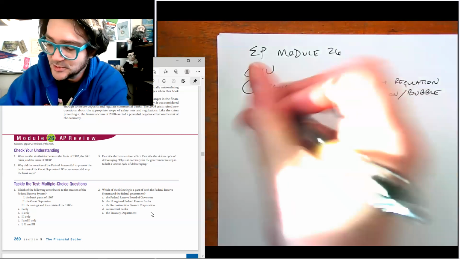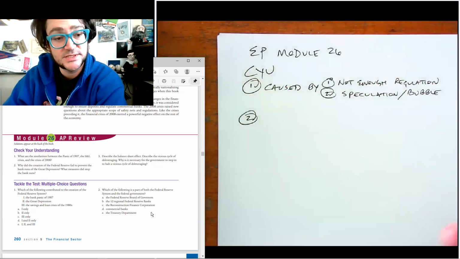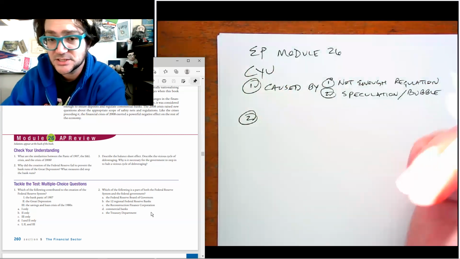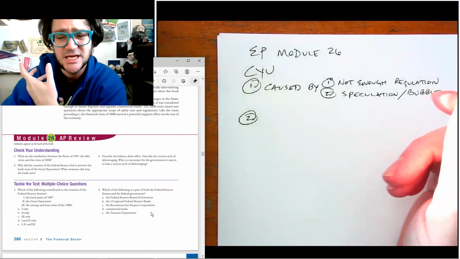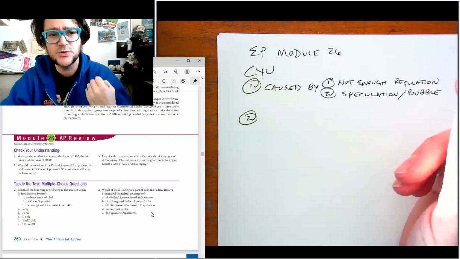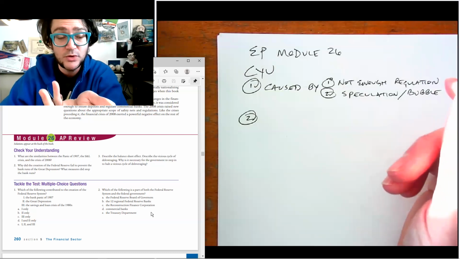Number two says, why did the creation of the Fed fail to prevent the bank runs in the Depression? And what did stop bank runs? The first thing is you have to know what a bank run is. That's kind of common knowledge: a bank run is when everybody lines up and tries to withdraw their money out of the bank before the bank doesn't have any reserves left to give you.